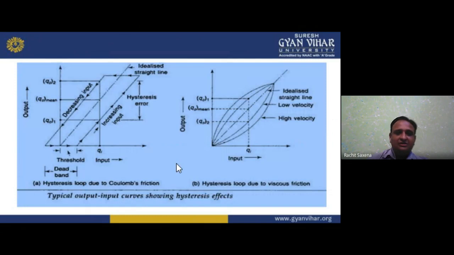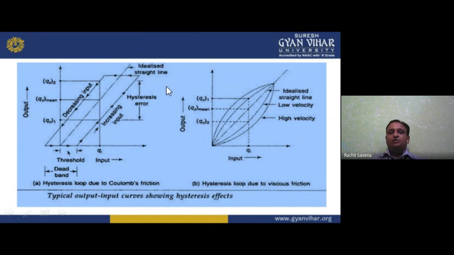I hope you understand. Now we can find here the hysteresis loop due to Coulomb friction, and the hysteresis loop due to viscous friction. This is a typical output-input curve showing the hysteresis effects. Here we have Q max, Q naught 2, Q naught 1, the decreasing input and the increasing input. The idealized straight line is like this, but we have the loop.